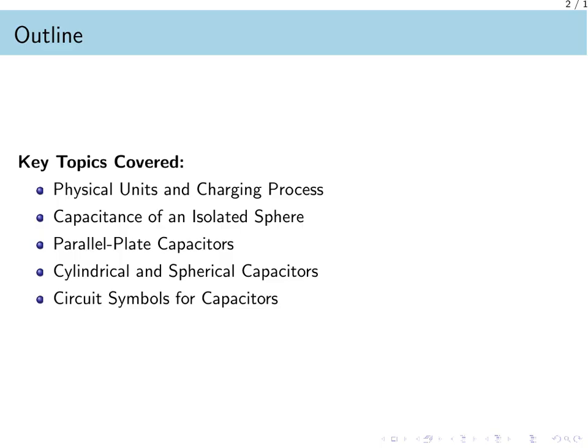Beyond these basic shapes, we will examine the properties of cylindrical and spherical capacitors, which are often found in specialized applications like coaxial cables. Finally, we will introduce the standard circuit symbols used to represent capacitors, batteries, and switches in electrical diagrams. Understanding these fundamentals is essential for analyzing how energy and charge are stored in electronic systems.